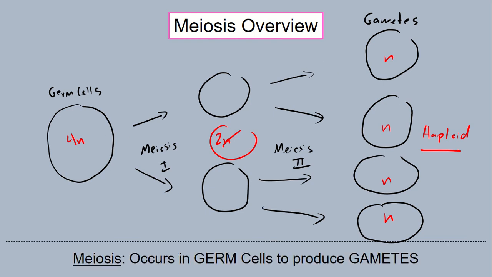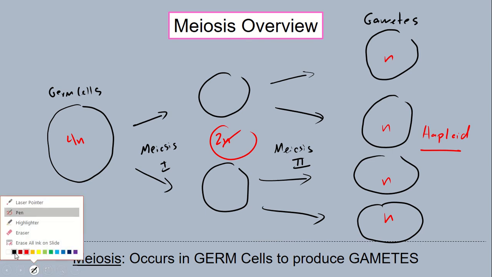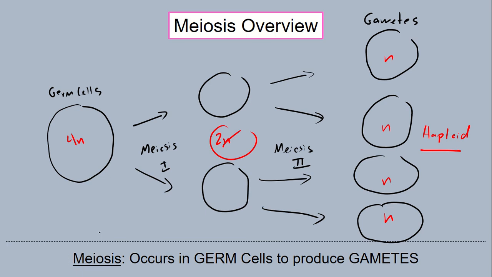The key with meiosis is that this occurs in germ cells, and it is then able to produce gametes out of these germ cells. This is really a quintessential example of organismal inheritance. This is how it happens.